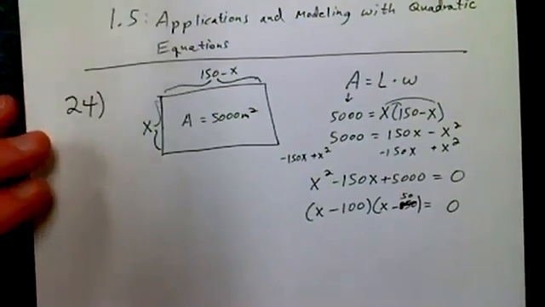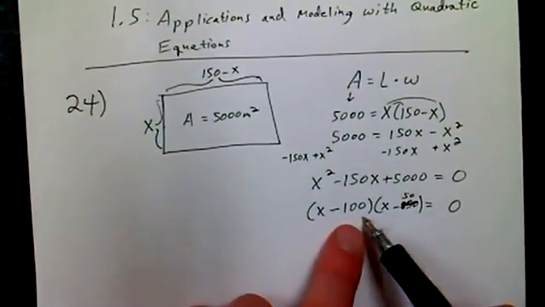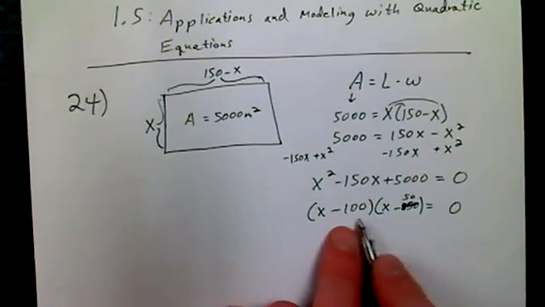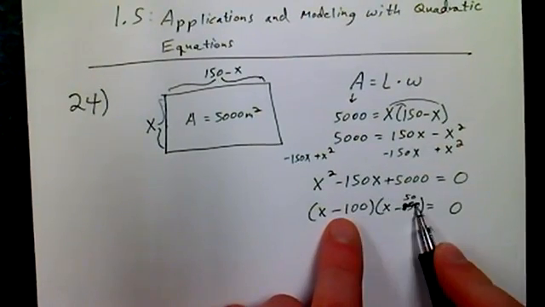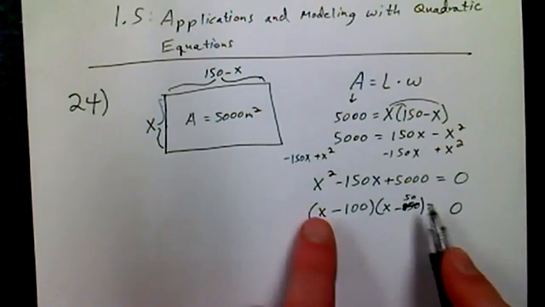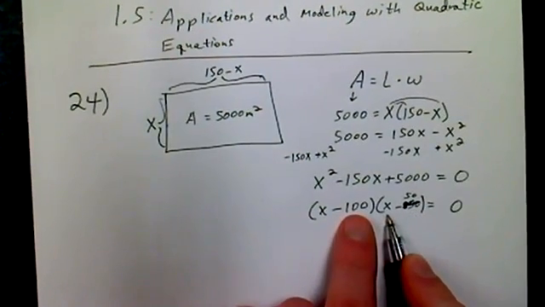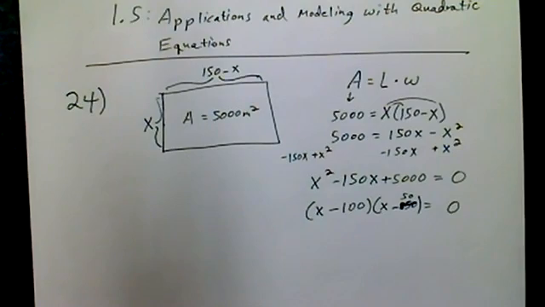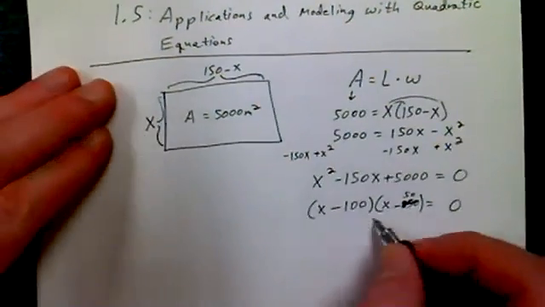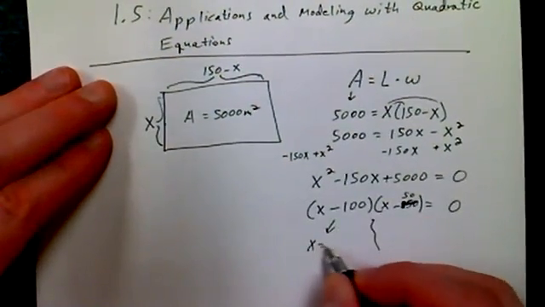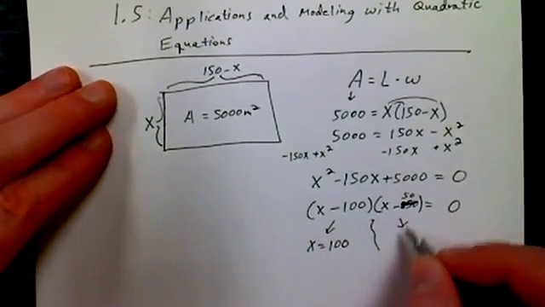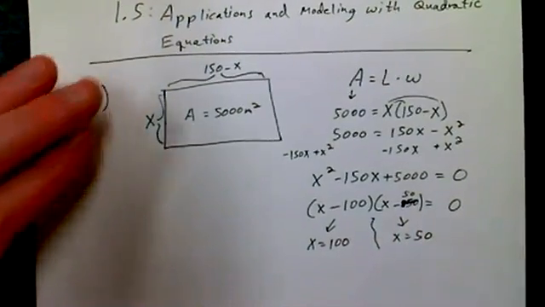So either x minus 100 times x minus 50. Negative times negative is positive. 100 times 50 is 5,000. Minus 50x minus 100x is your minus 150x. So we have two cases. Either x is equal to 100 or x is equal to 50.